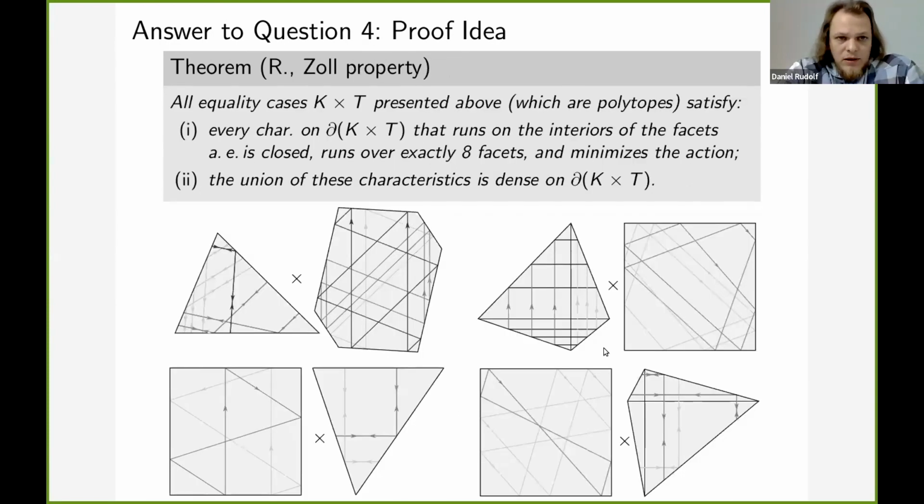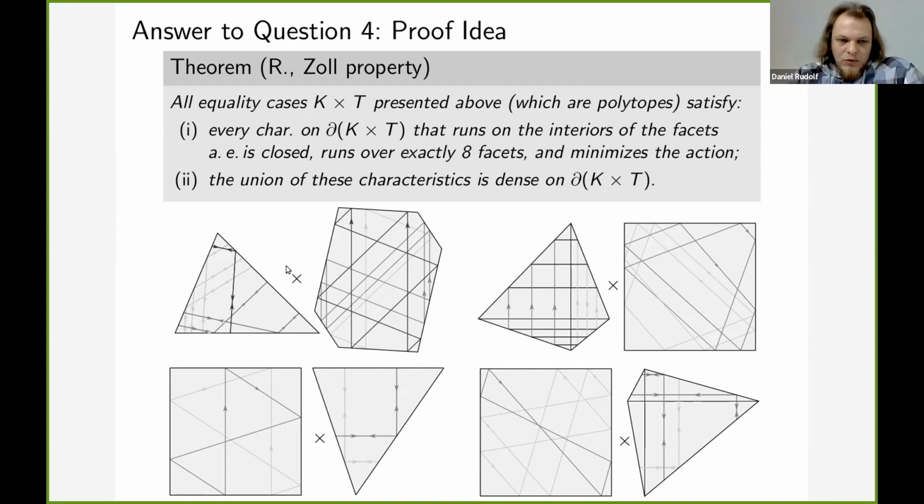And concerning the proof of the answer to the last question, concerning this, we can say weaker Zoll property, this is just by analyzing the length minimizing billiard trajectories. And here we have again the triangle configuration, here the trapezoid configuration, here the parallelogram configurations. And one sees that if we start somewhere at the boundary where we are not in the vertices, then one has length minimizing billiard trajectories which are closed, also always closed. They minimize the length, and they have exactly 4 bouncing points, which translates for the underlying characteristics into that these characteristics are closed. They move on exactly 8 facets, and they minimize the action. And this can be done for all of this.